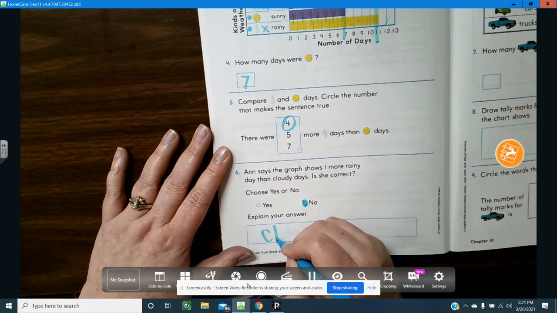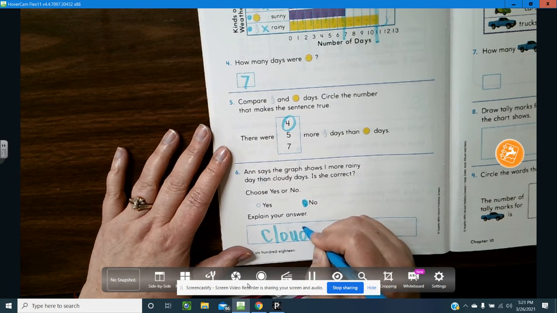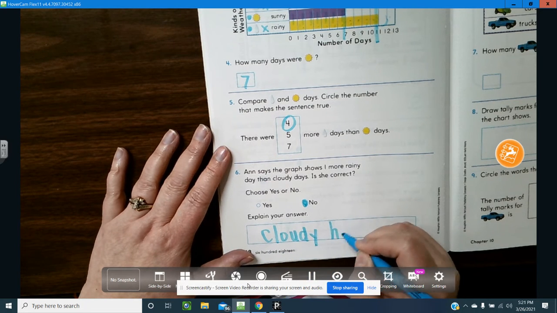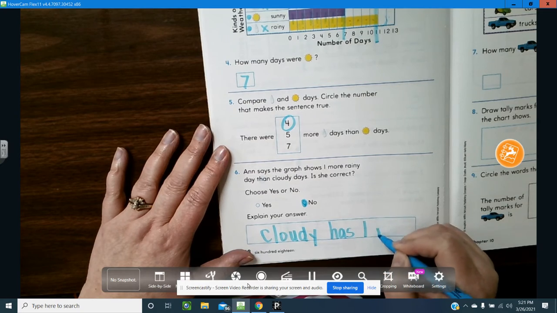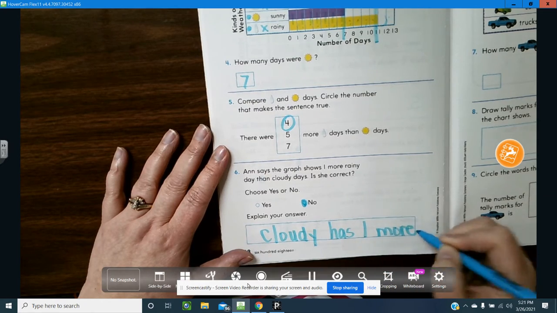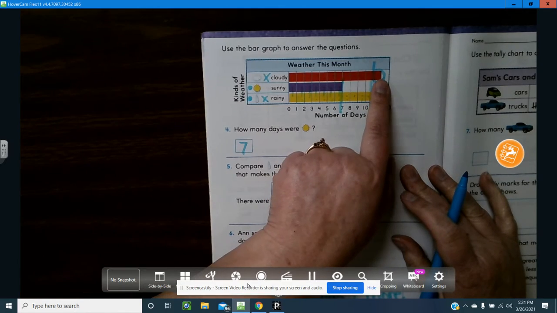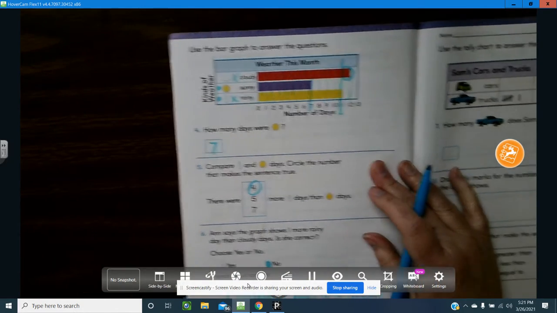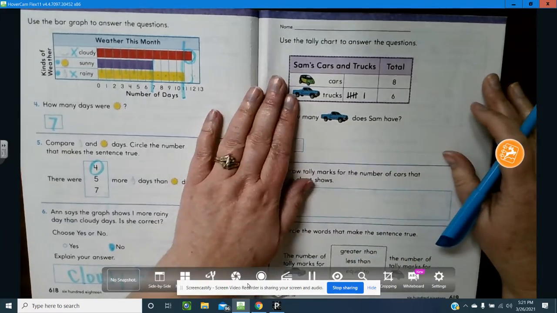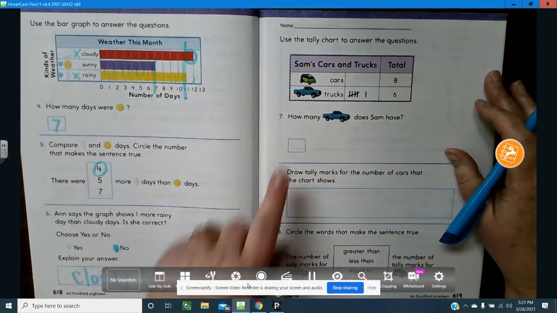It should say cloudy has one more. She made a mistake. She said the rainy days have one more, but really it's the cloudy days. She made a mistake. It happens sometimes. We helped her get it right.